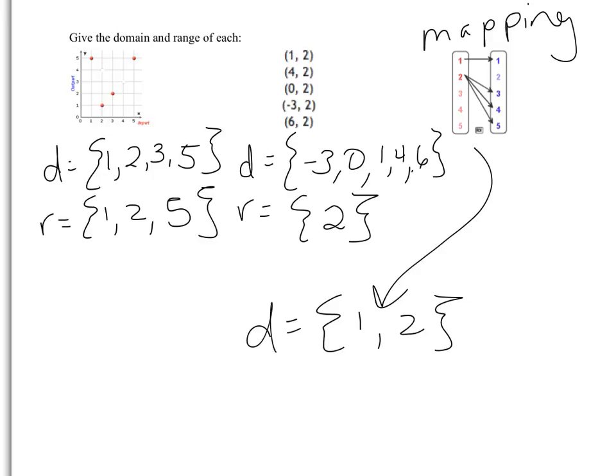And then my range is over on the right-hand side. That is 1, 3, 4, and 5. The 2 is not being represented. It's the arrows that are representing the function. Now let's go ahead and take a look at the back.